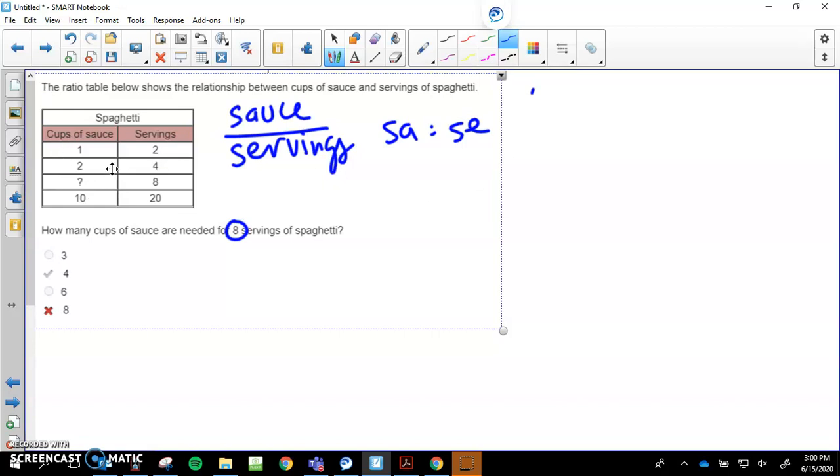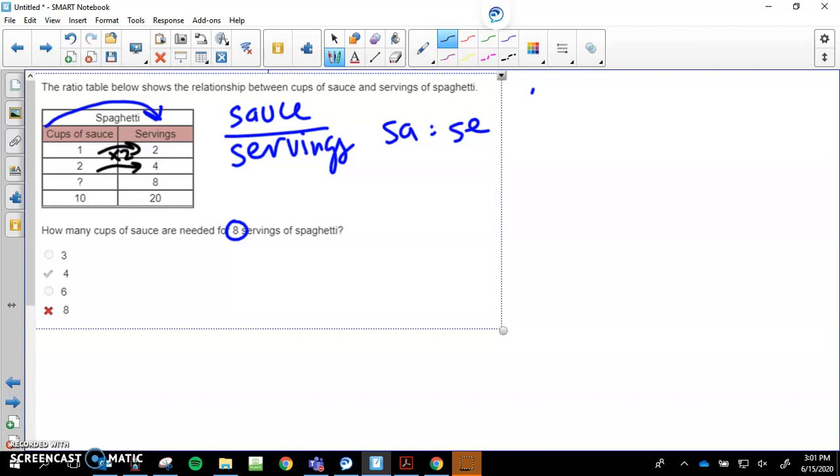Anytime you look at a ratio table, I want you to think about the pattern as going from one side to the other. So how am I going from the number of cups of sauce to the number of servings? Sometimes you have to do a little bit more math, like a division or fraction, but the best way to think about it is just like this. How am I going from cups of sauce to servings? Well, 1 cup of sauce will give you 2 servings. So to go from 1 cup of sauce to 2 servings, that's times 2.